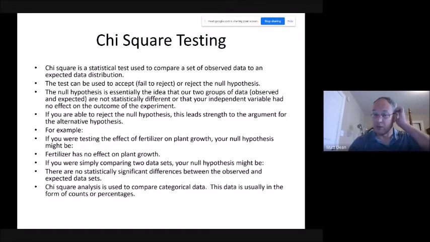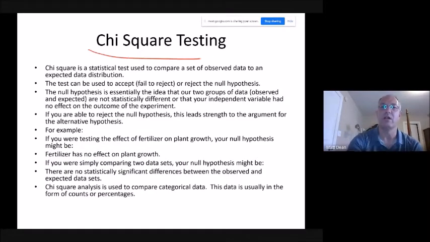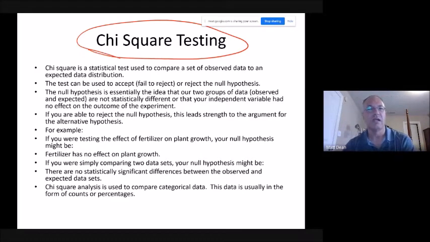One of the ways that we're going to test these hypotheses is with what's called a chi-square test. Sometimes you'll hear this called a chi-square goodness of fit test. This is a test that's used to compare a set of observed data to a set of expected data, what you think you should have gotten based on your hypothesis. The test can be used to reject a null hypothesis, or some people like to say accept a null hypothesis. I think statisticians prefer us to say fail to reject. We'll talk more about what that means as we work through some examples.